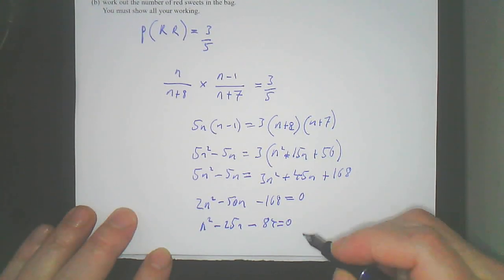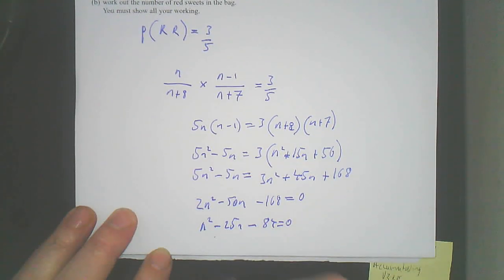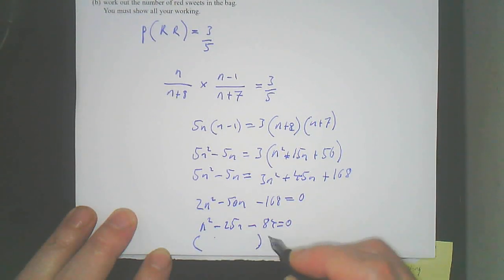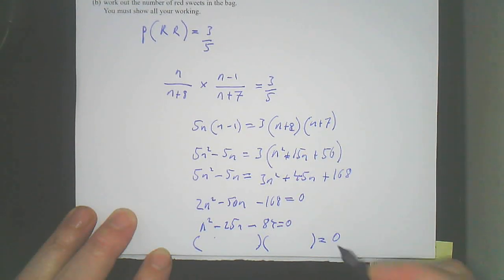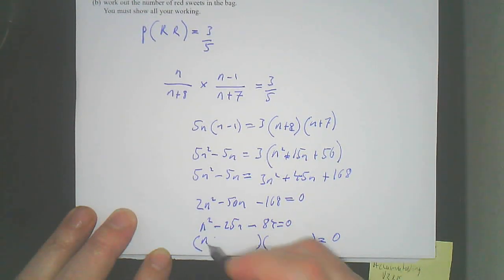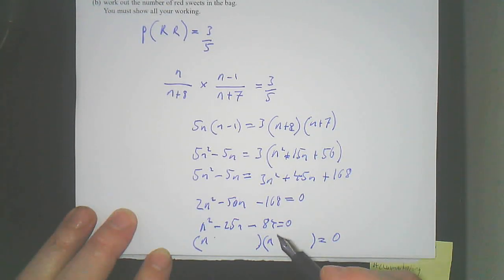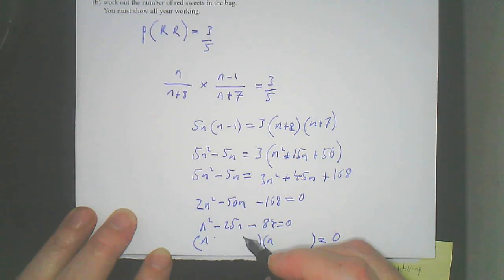So we need to solve this. It needs to factorize, n needs to be an integer, because it's going to be a whole number of red sweets. And we need something close to 25. So 28 goes into 84, 28 and 3. So that's what it's going to be.